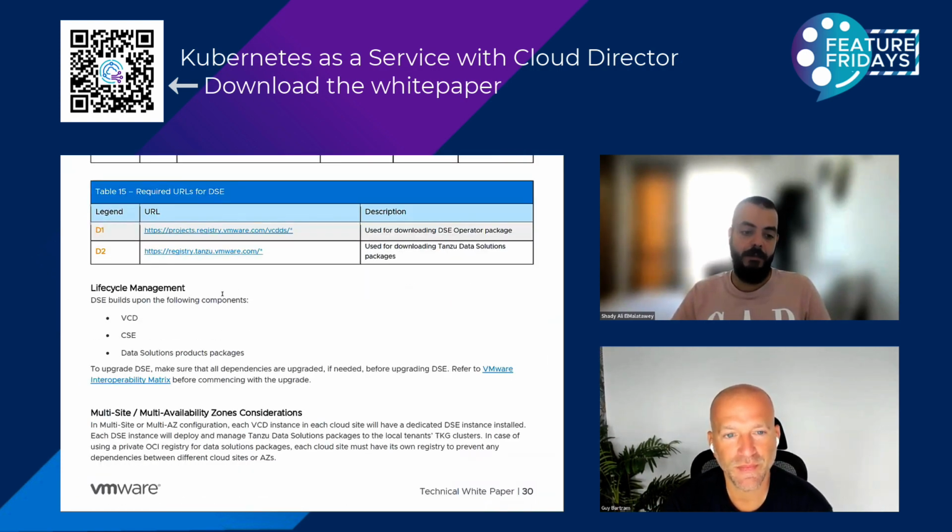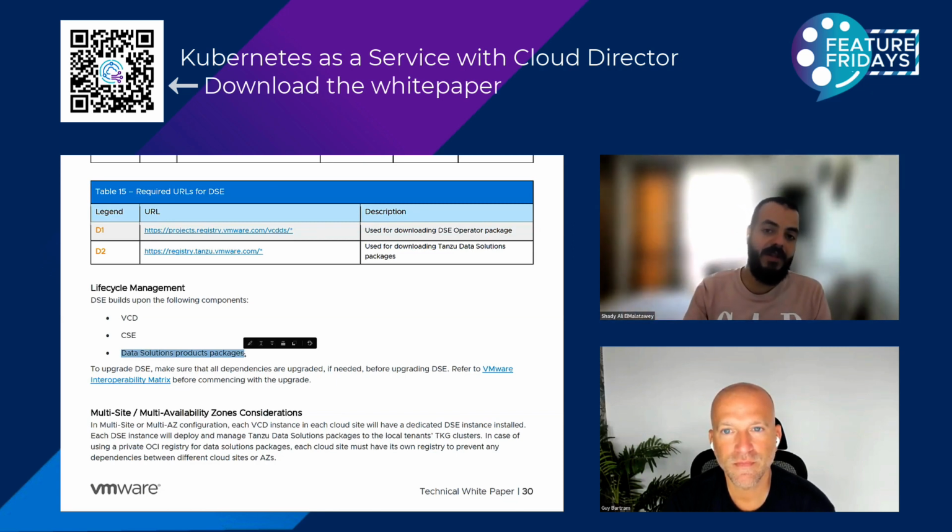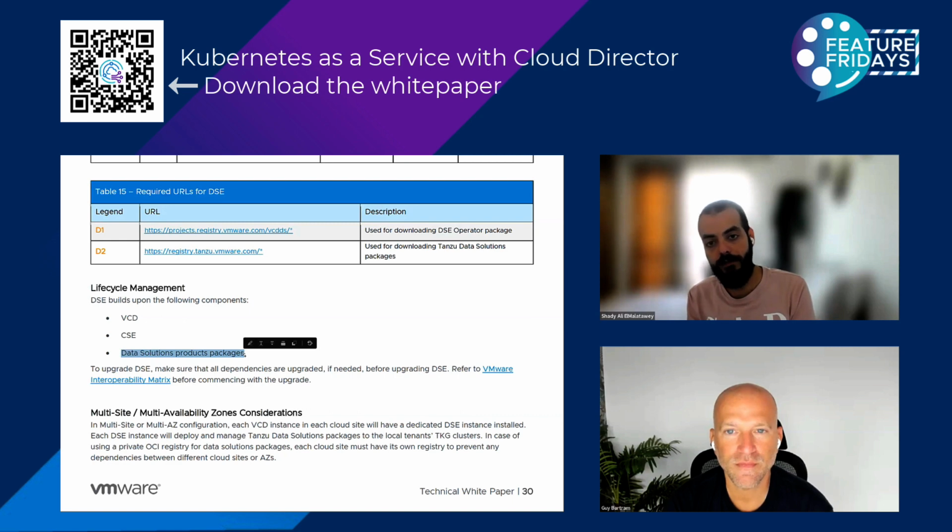And this is a bit clear here, is that within each new version of DSE, a new data solution package comes with it. Yeah. So let's say you are on 1.1, now you are coming to 1.2. That might include a new version of the Tanzu RabbitMQ, Tanzu PostgreSQL. Yeah. And that allows you to have that simpler lifecycle management on your data solutions.